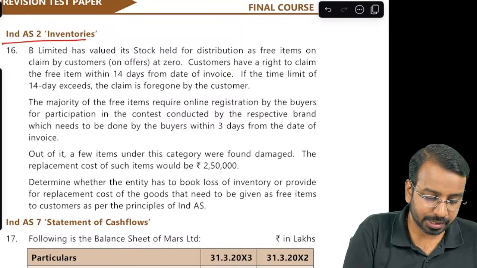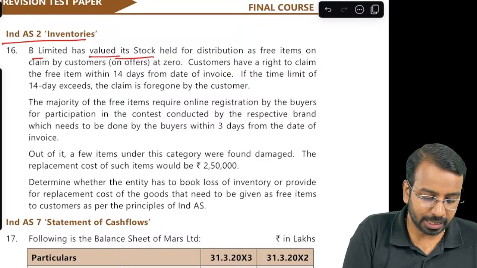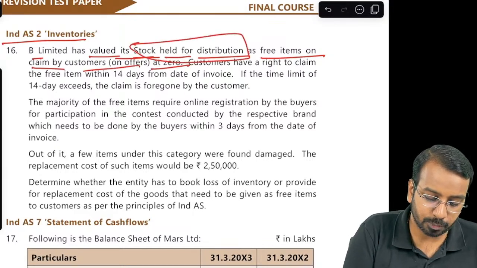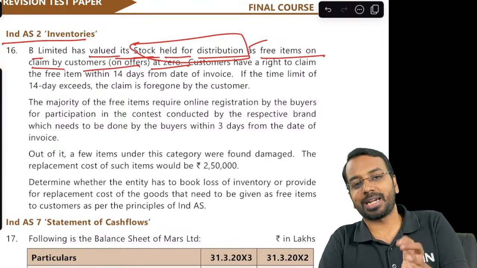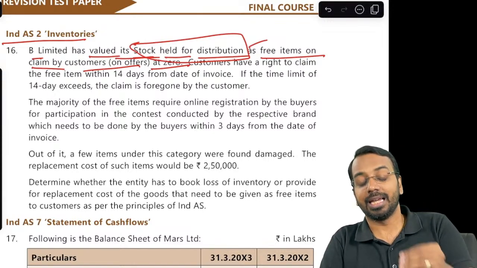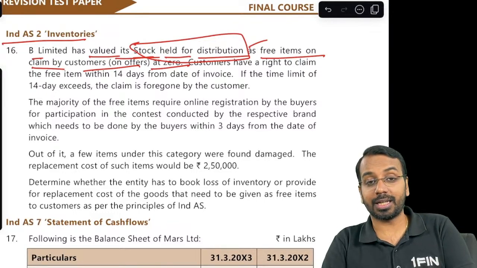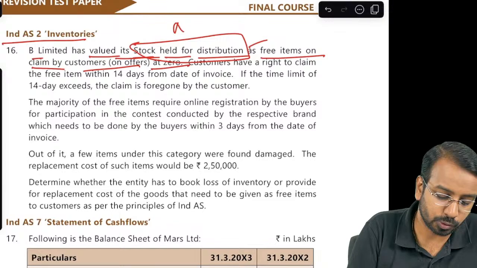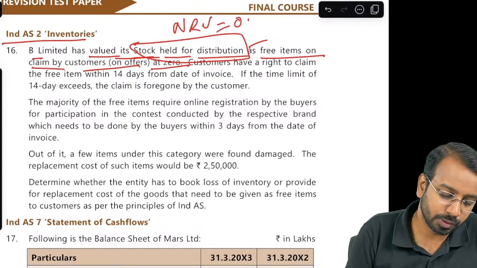Ind AS 2 on inventories. Stock. B Limited has valued its stock held for distribution as free items on claim by customers at 0. So basically, you give some stock as distribution for free. Whenever a customer claims something, you will give it for free. Now, if you are giving it for free, are you getting any value for that? No. If you are not getting any value for that, then the NRV becomes 0. So they are saying our NRV is equal to 0.